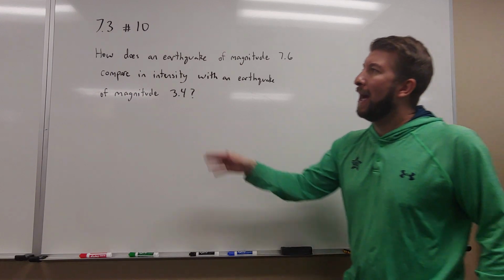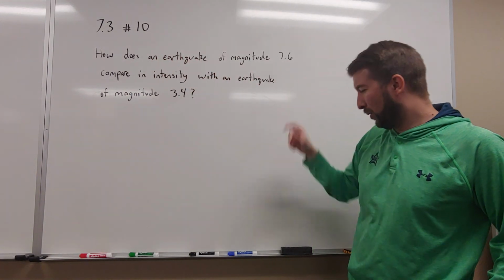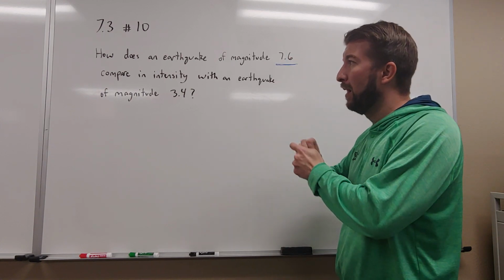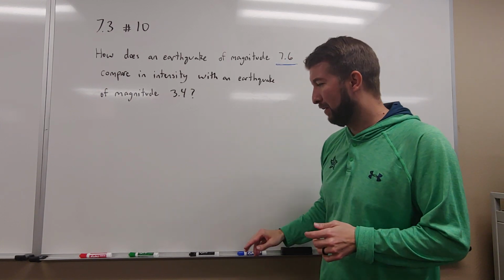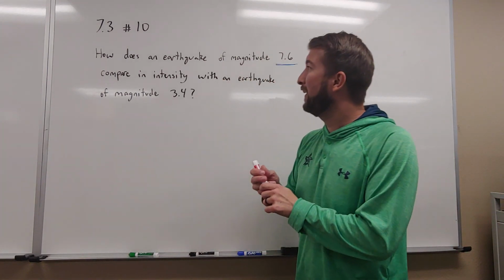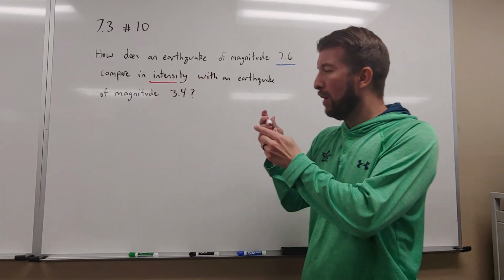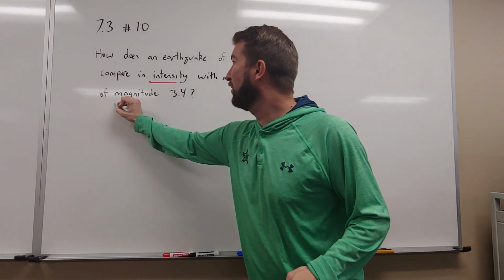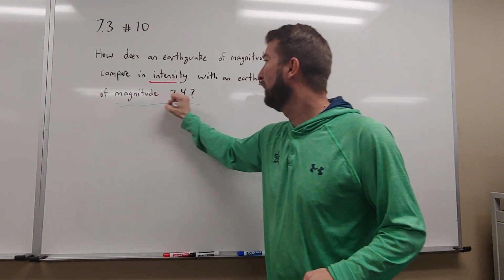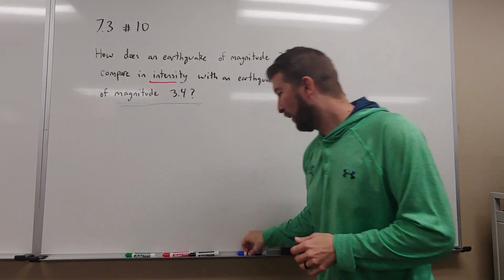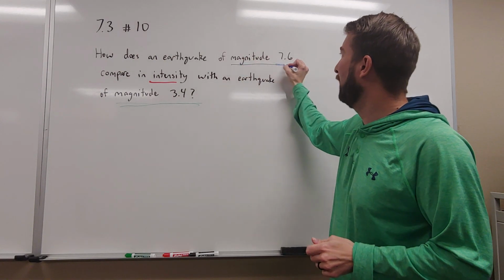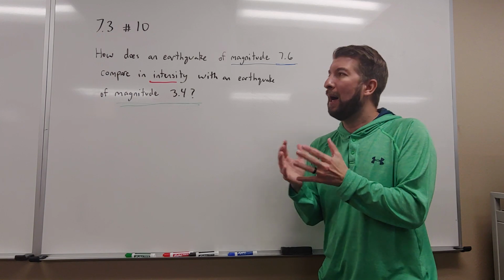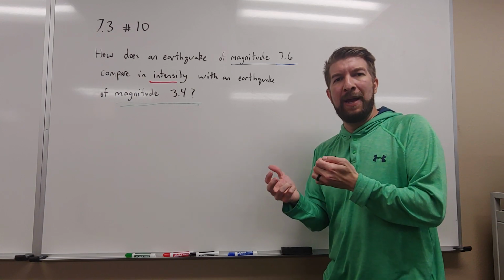So it says, how does an earthquake of magnitude 7.6 compare in intensity with an earthquake of magnitude 3.4. I'll go and underline my magnitude over here. All right, so that gives us 2 magnitudes, and we need to find the difference in intensity.